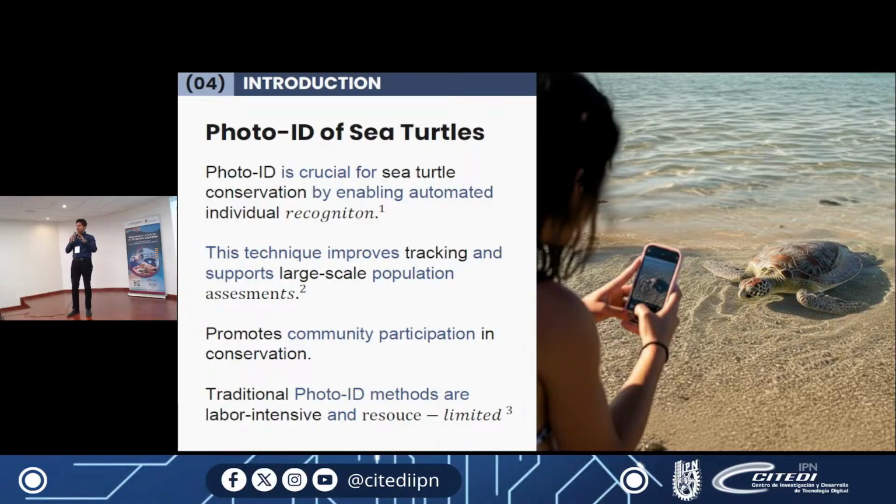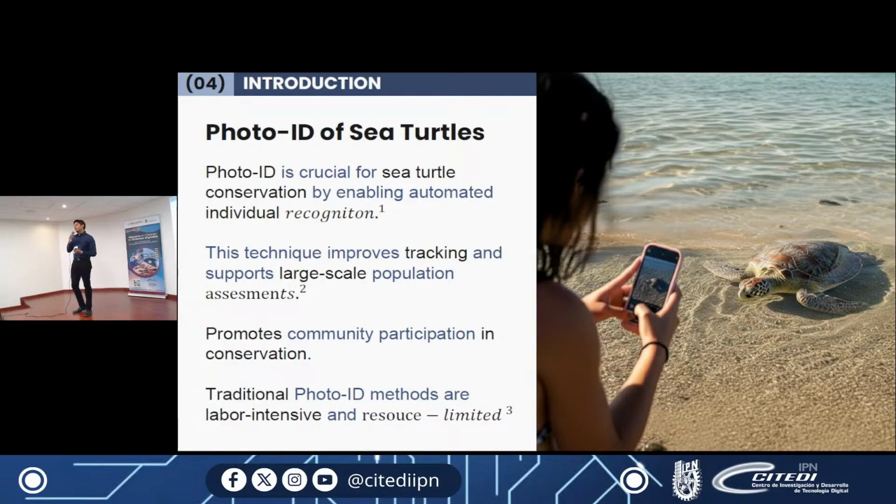Okay, for identification of sea turtles, what is the idea of that? First, I'm working to identify each individual. I'm not working to identify if this is a dog or a cat, or the specific species of the individual, like if this is a green turtle or a black turtle. No, I'm working to identify the specific individual.